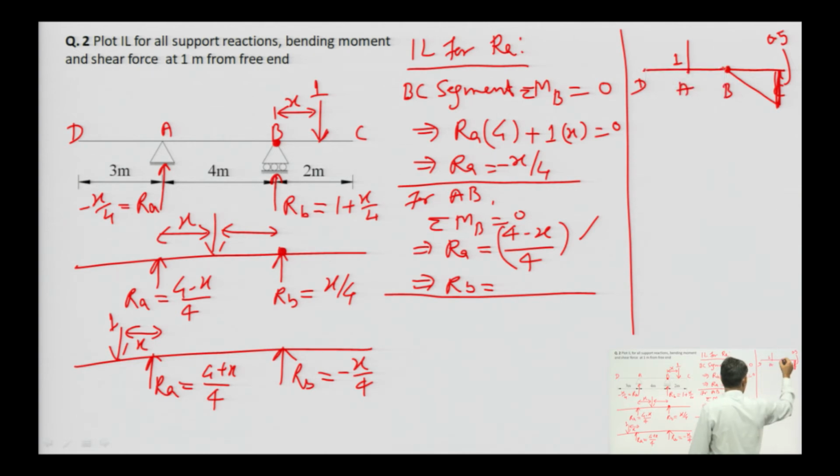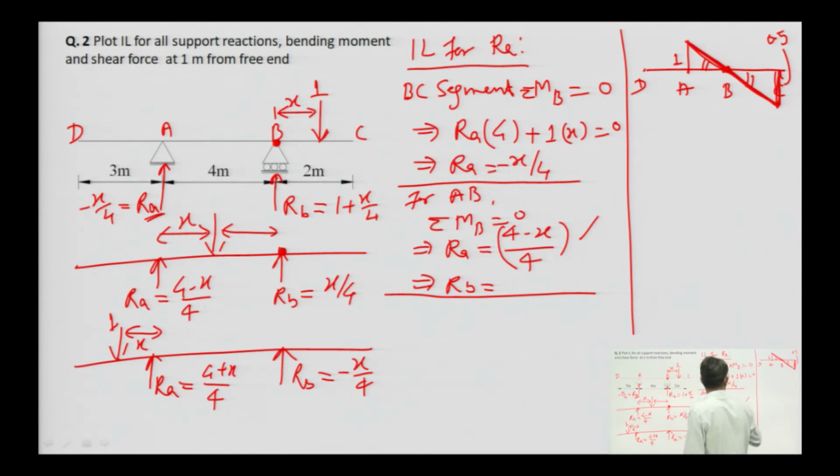Now here, the slope for reaction RA is minus 1 by 4, and here it is also minus 1 by 4. So we will get a straight line, because this slope and this slope are the same.